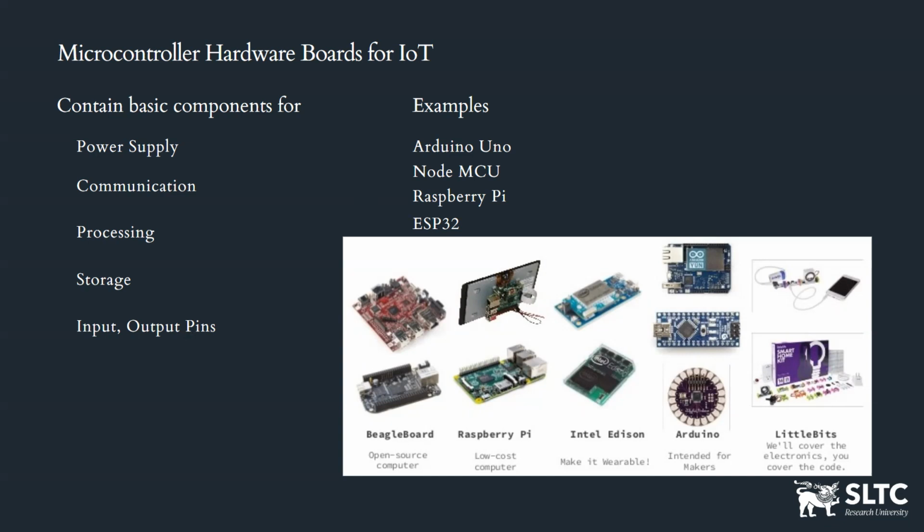The components that we can observe in a hardware controller board are power supply, communication, processing, storage, input, output, and so on. So basically we have processing units, communication units, power supply units. Then afterwards we also have the storage and input, output pins. Those features are enabled in a certain microcontroller.